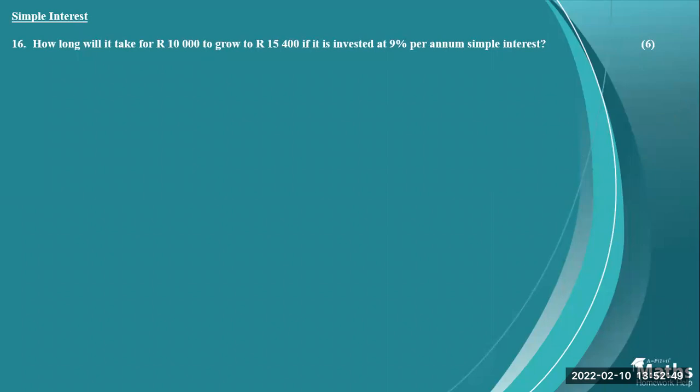For this one, it asks us how long. So if they say how long, it means it's your N. How many years or how many months, how long will it take for 10,000 Rand? So this 10,000 Rand is going to be the initial amount, for this amount to grow to a final amount of 15,400, if it is invested at 9% per annum, that's per year, simple interest.